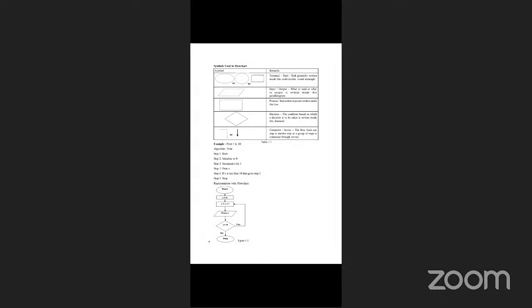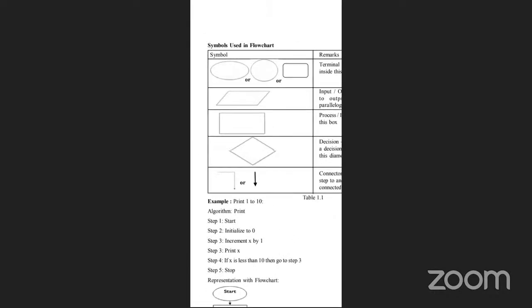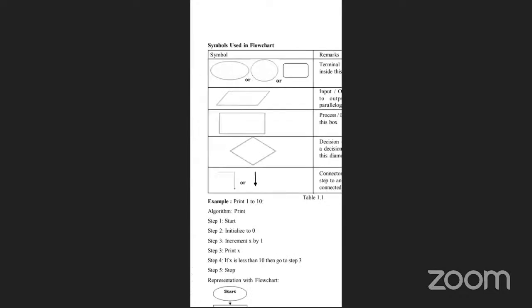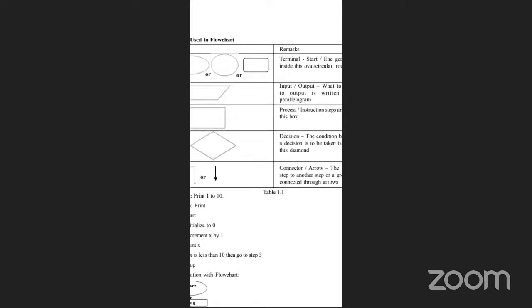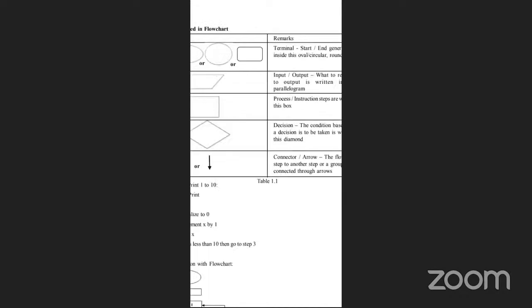Now today, see these symbols used in flowchart. One is rectangular oval, one is round and rectangular. This is terminal: start and end are generally written inside this oval. Input and output, what to read or what to output, is written inside the parallelogram. Process or instruction steps are written inside the box. This is decision: the condition based on which a decision is to be taken is written inside the diamond.